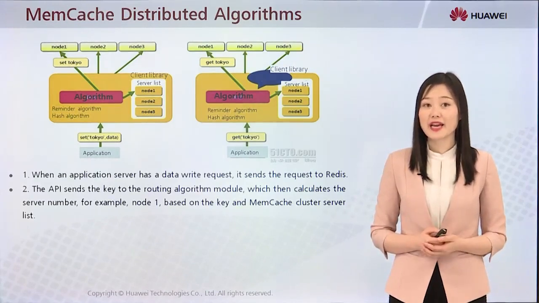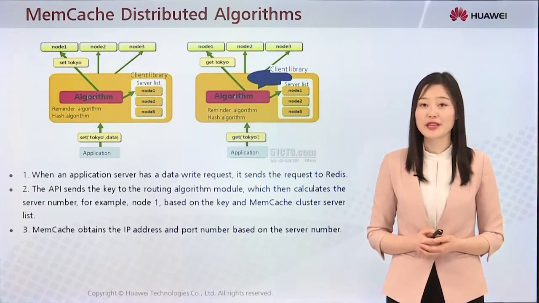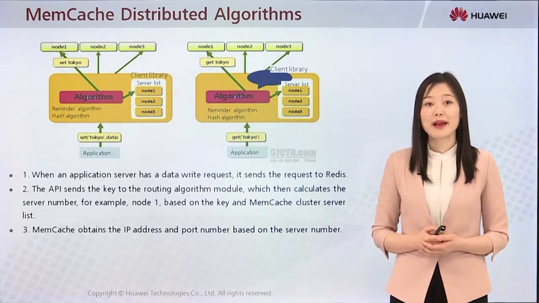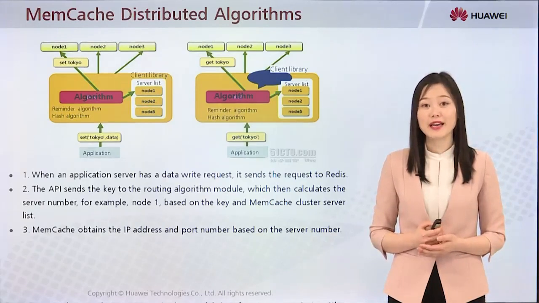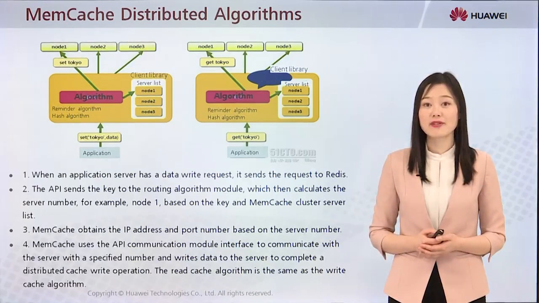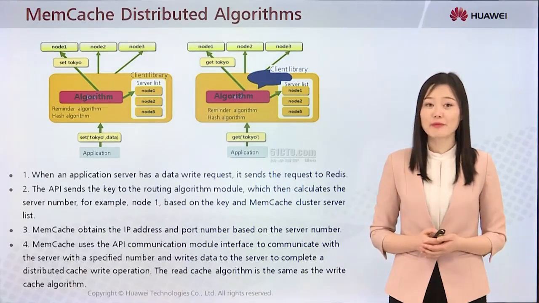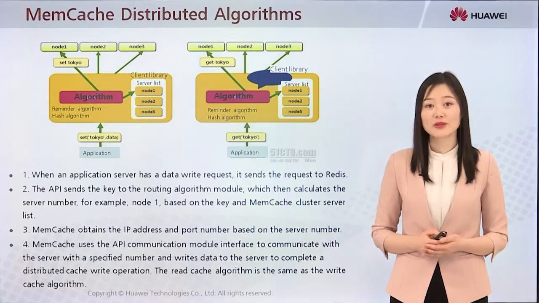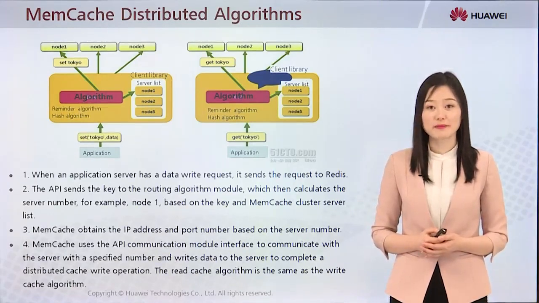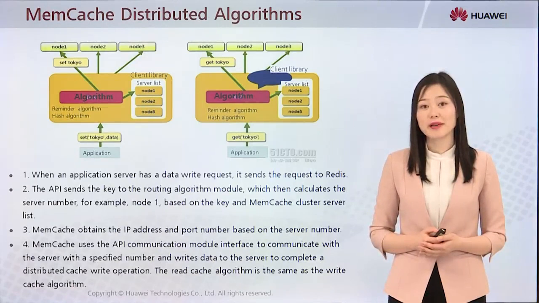Third, MemCache obtains the IP address and port number based on the server number. Fourth, MemCache uses the API communication model interface to communicate with the server with a specified number and writes data to the server to complete a distributed cache write operation. The read cache algorithm is the same as the write cache algorithm.